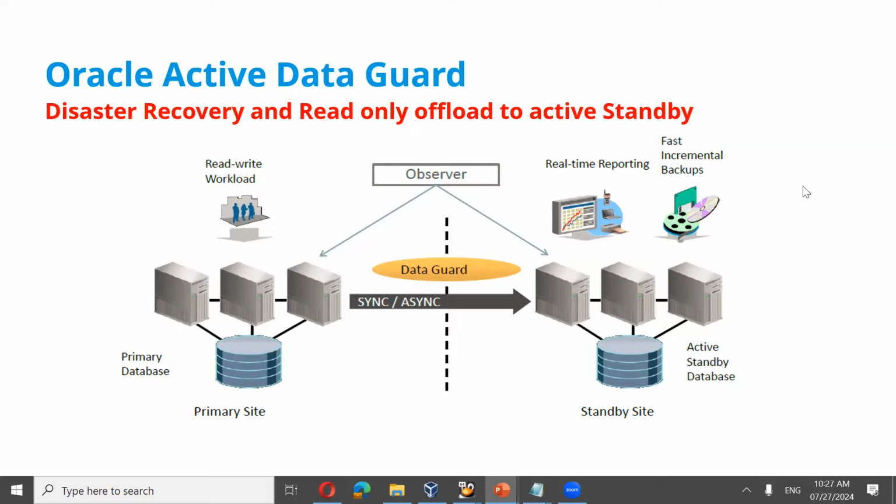In active standby, you can keep your target standby database in read only mode so that you can run queries. Remember, active standby is a licensed product. Oracle charges for it. It's not free. When your standby is not in active mode, when it is in mount mode, it's free of cost, but you cannot run any query on it. In active standby, it is in read only mode and you can run your queries. You can switch your reporting jobs, and run your incremental backups, etc. from there.